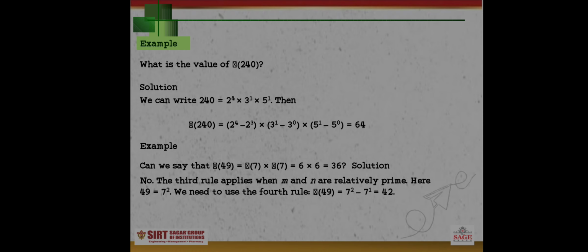Similarly, the last but not the least example, phi of 49. We can directly say that phi of 49 is equal to phi of 7 into phi of 7, but 7 and 7 are not relatively prime with each other.